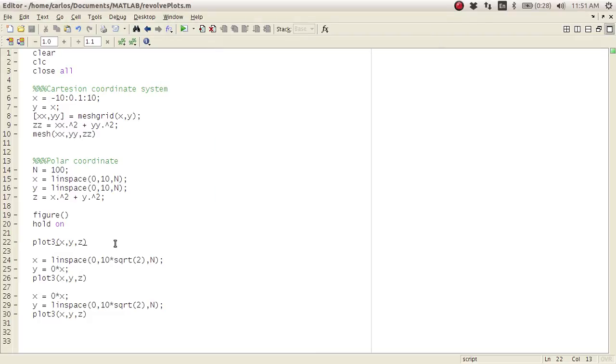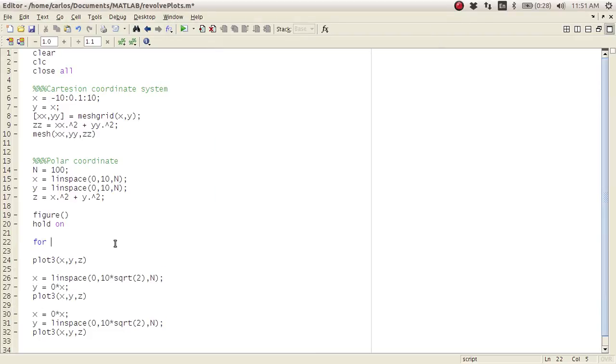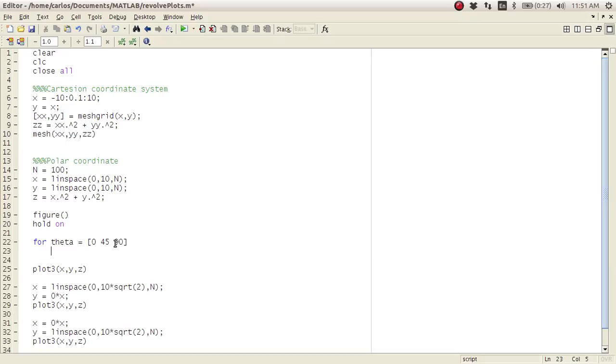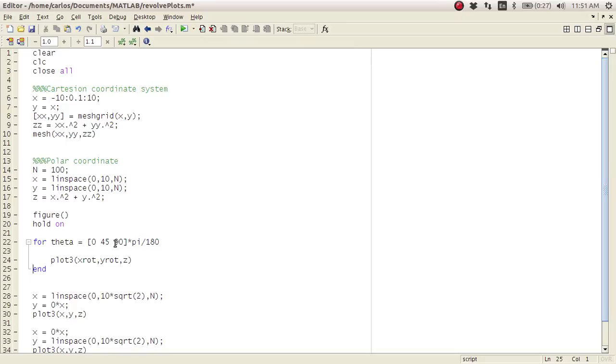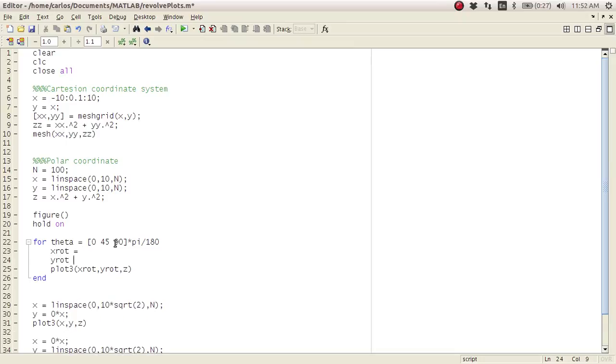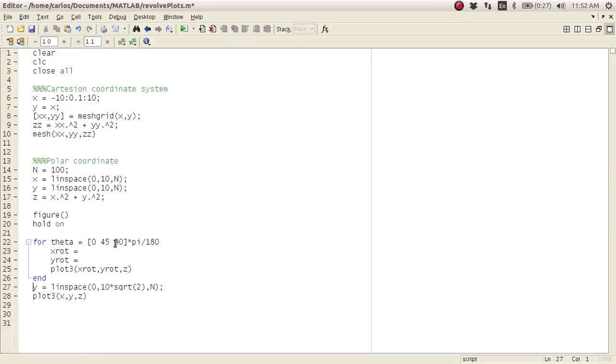So what we might want to do is say, for theta equals 0 to 0.1 to pi, or let's just say 0, 45, 90, times pi over 180. And I'm going to pull these things in. I want to plot3 of x rotate, y rotate, and then z. Z is going to stay the same, so I can pull that out. So really what I need to do is make x rotate and y rotate equal to something. The question is, what do I do here?